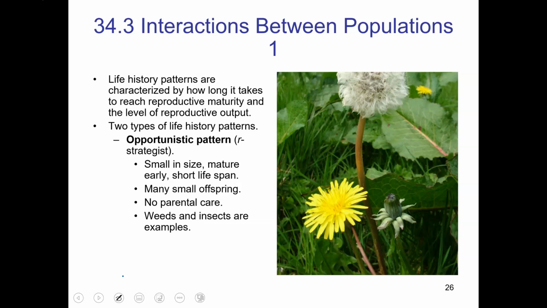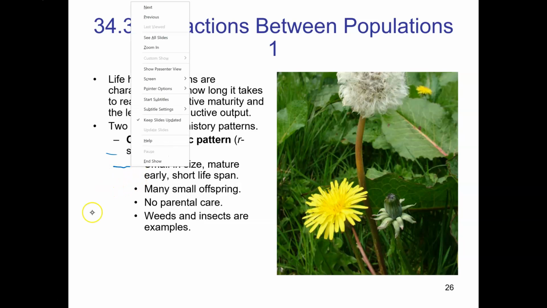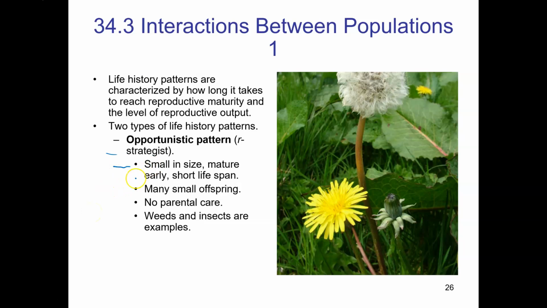reproduction life history pattern. Opportunistic patterns are also known as R strategists, and in general, they are small in size, they mature very early, and they have a very short lifespan. Things like dandelions are opportunistic. Another example is that most insects are opportunistic.